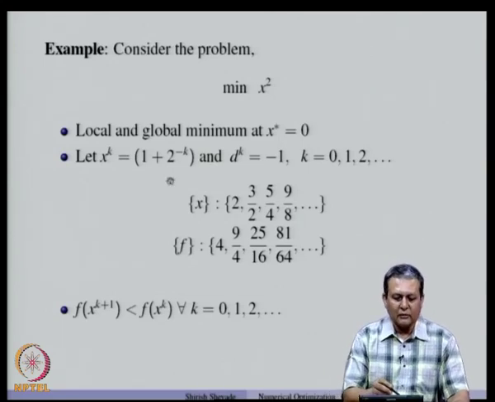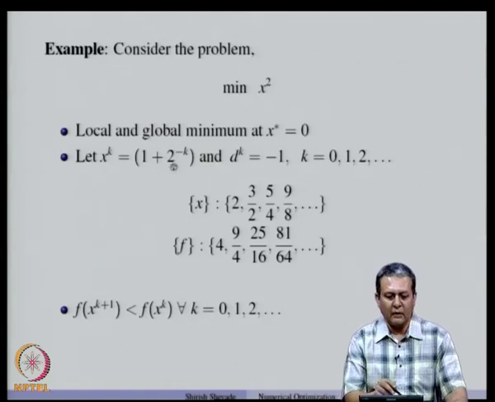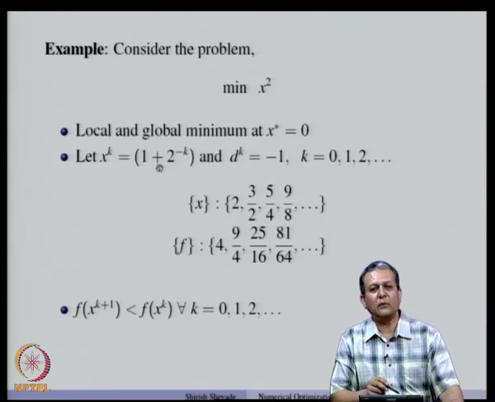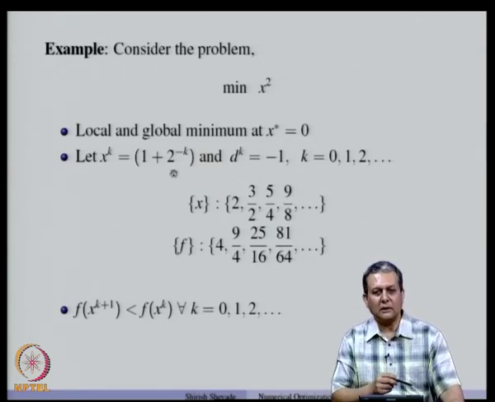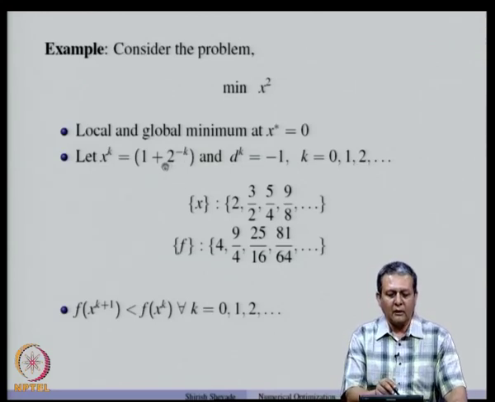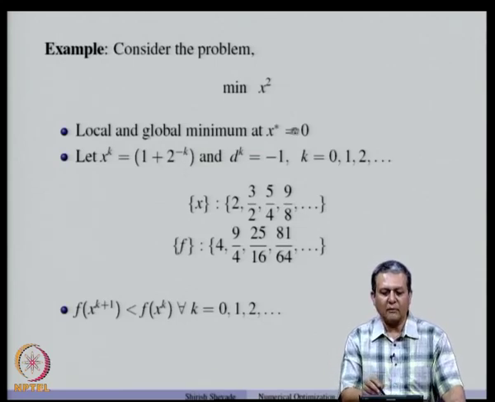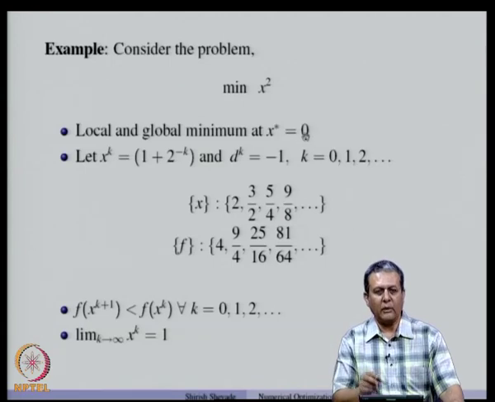But then what happens to the algorithm? Does it converge to the local minimum? As k tends to infinity, x k converges to 1. So, unlike the previous case where the algorithm gave a sequence which oscillated between plus and minus 1, here we have a sequence which converges. But if you look at the point where the sequence converges, that is not the same as the local minimum. So, here is a case of an algorithm which does converge, but it does not converge to a local minimum.